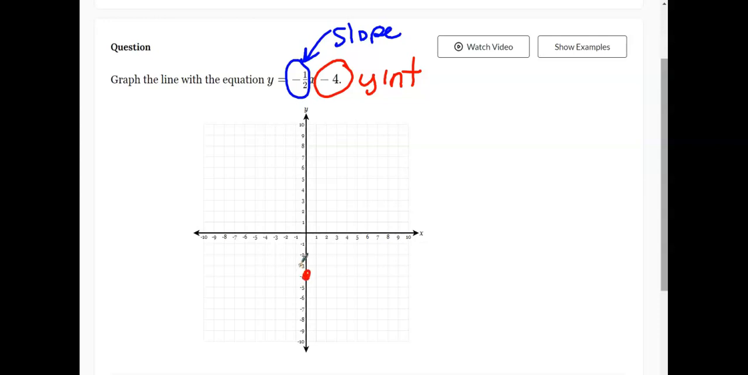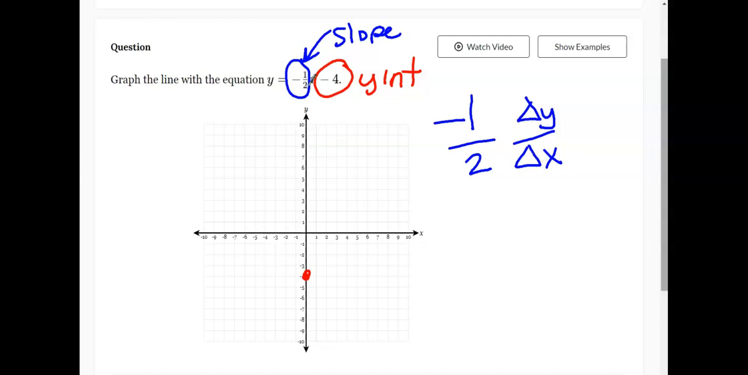The slope is a set of directions to the next point. Every slope has to be a fraction because it has to tell you two things: the change along the y number line and the change along the x number line. We call that delta y and delta x.